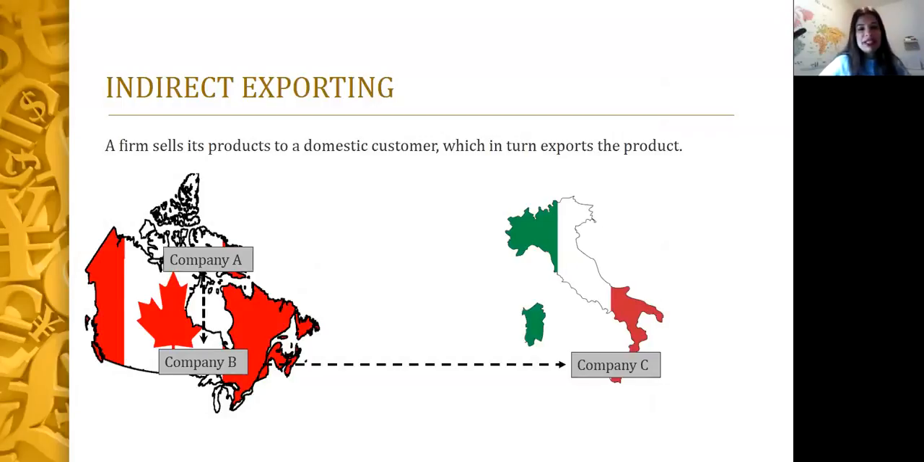So let me restart with the indirect exporting entry method, which is when a firm sells its products to a domestic customer, which in turn exports. If you can see here, company A, which is a Canadian company, is selling to company B, which is also located in Canada. And this company B is then selling the goods to a customer in Italy. For company A, we consider this an indirect method of exporting. Remember that if the company would like to be engaged in foreign markets for a long time, this is not a really suitable strategy. We will also look at advantages and disadvantages in a few moments.